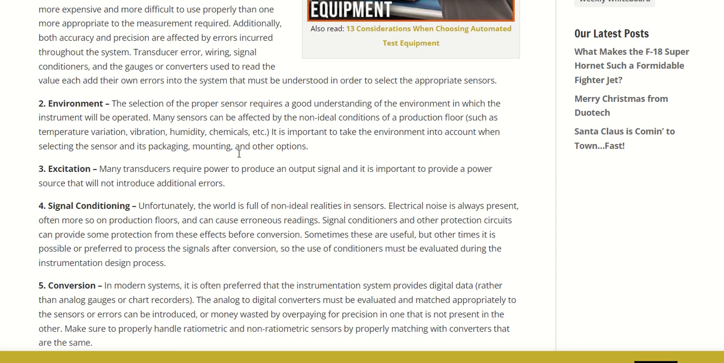Then we have the signal conditioning. Electrical noise is always present, and often more so on the production floor, and it can cause erroneous readings. So signal conditioners or other protection circuits can provide some protection from these effects before conversion, and sometimes they are useful, but other times it is preferable to process the signal after conversion, so the use of the conditioner must be evaluated during the instrument design process.